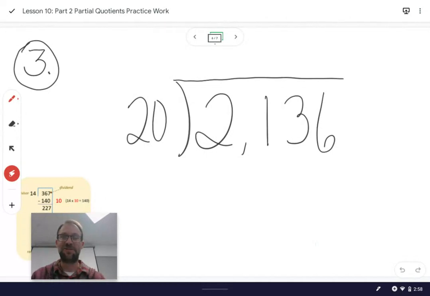All right, here's your final practice problem for today. 2,136 divided by 20. All right, do your work in column number 3 and show me your work nice and neat. And then remember, when you get to the next problem, the challenge work, it's optional. You can write pass in the answer. All right, I'll meet you on the other side. Go for it.